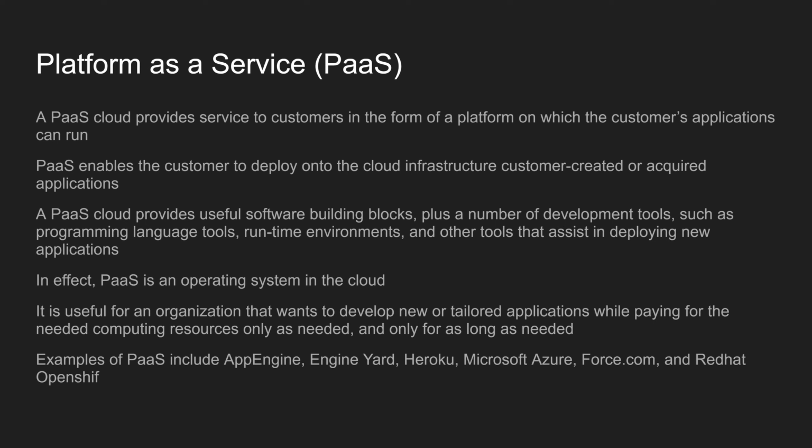In effect, PaaS is an operating system in the cloud. It is useful for an organization that wants to develop new or tailored applications while paying for the needed computing resources only as needed and for as long as needed. Examples of PaaS include App Engine, Engine Yard, Heroku, Microsoft Azure, Force.com, Red Hat, and OpenShift.